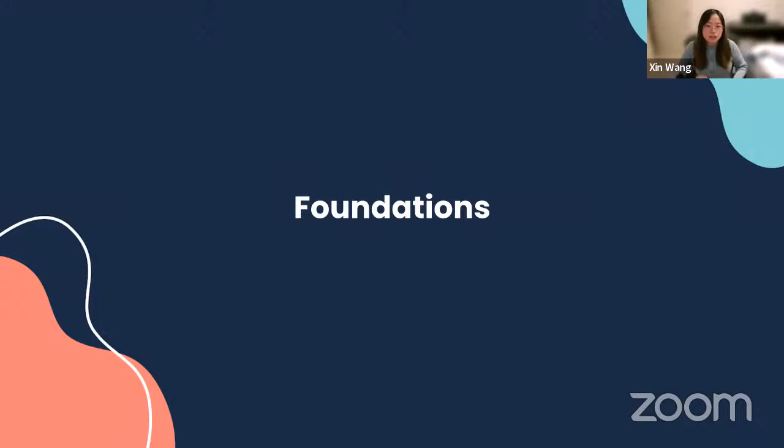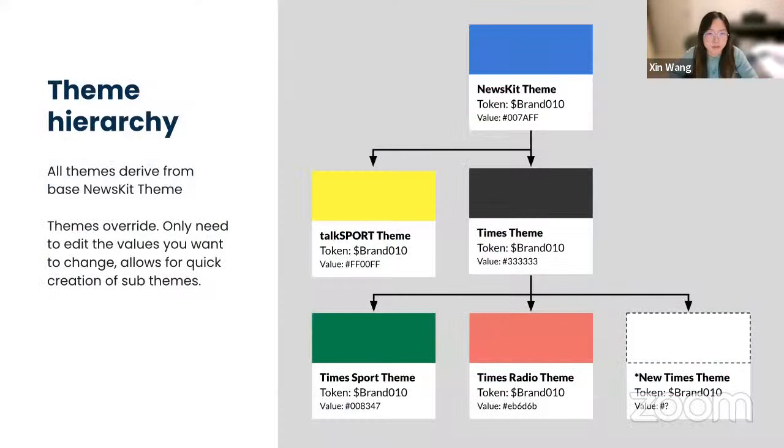And the last level of change will be the highest impact one. If you remember that table we had earlier, that will be changing our foundations. Before I go into that, I just want to give you an idea about how the theme is created, our theme hierarchy. Currently, if a brand comes in and they want to use NewsKit, they can branch off from the NewsKit theme and pass their different theme overrides when they create the theme.